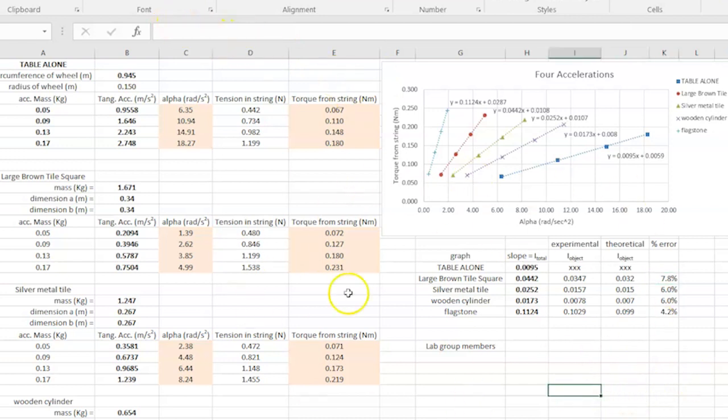So just now you know what the spreadsheet does. I'm going to be using this to show you the error analysis. When things change, I'll be able to very quickly see how it affects my end results.